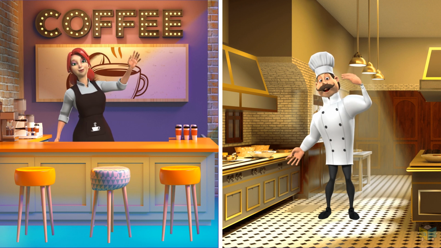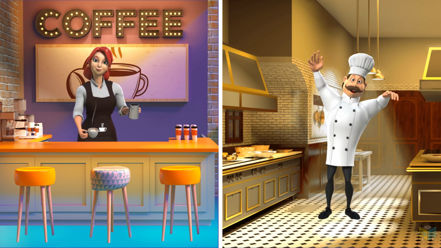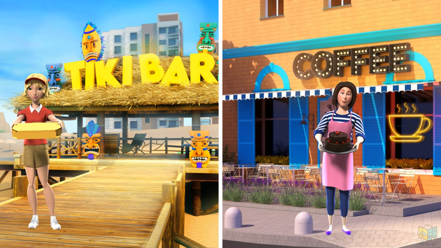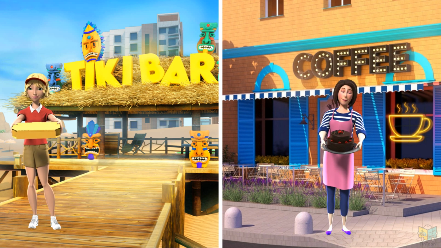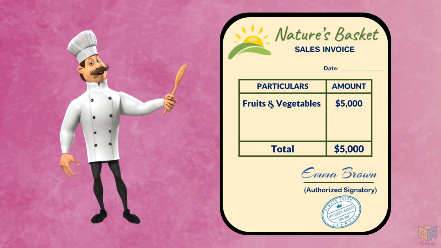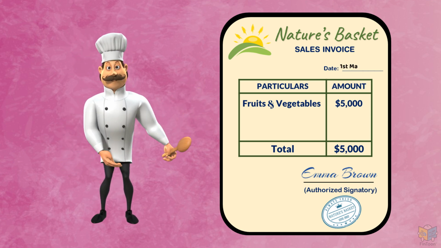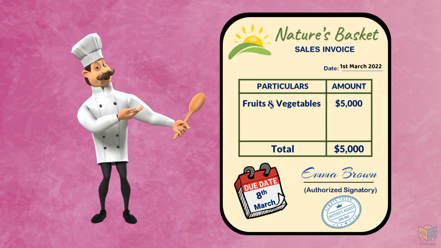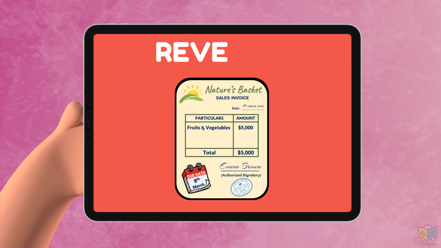Some local restaurants and cafes also start buying fruits and vegetables from Nature's Basket. Such customers buy on credit. That is, they buy the goods today but make the payment after some time. Suppose Emma sells goods worth $5,000 to such restaurants. They will pay her the money only after 7 days. This amount of $5,000 is also treated as revenue.